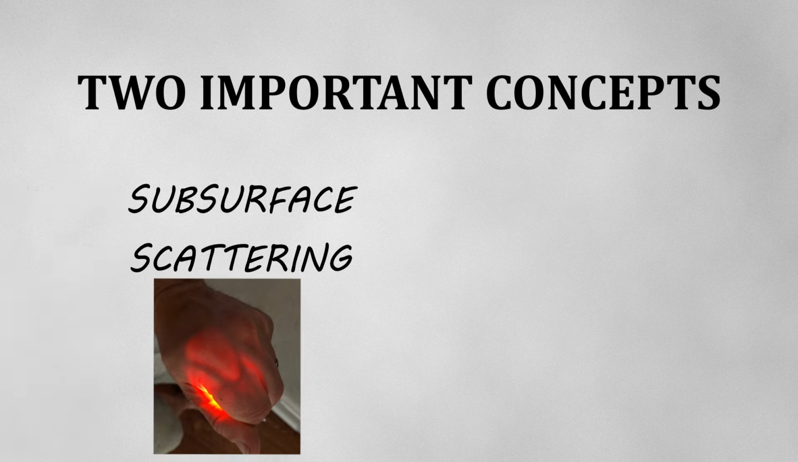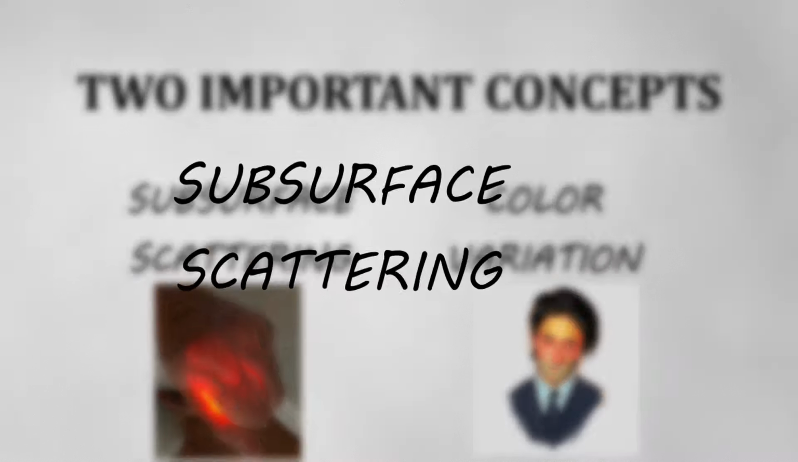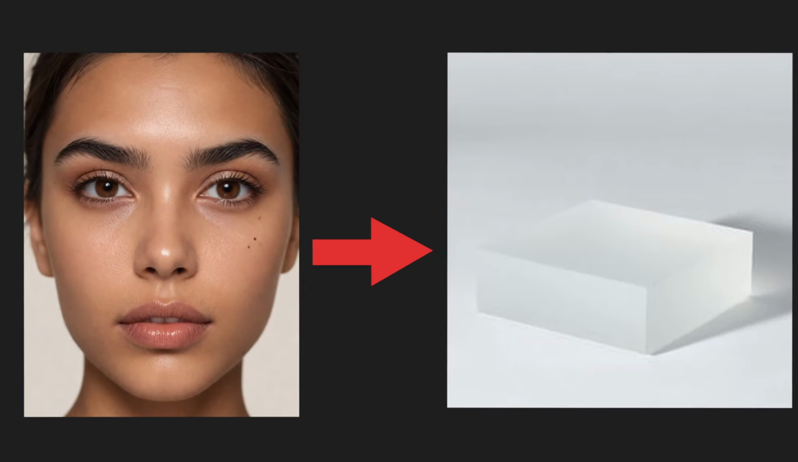There are two important concepts that you need to understand to get better at painting skin. First is subsurface scattering, and second is color variation. So let's first start with subsurface scattering. Now, just so you know, human skin is a translucent surface.